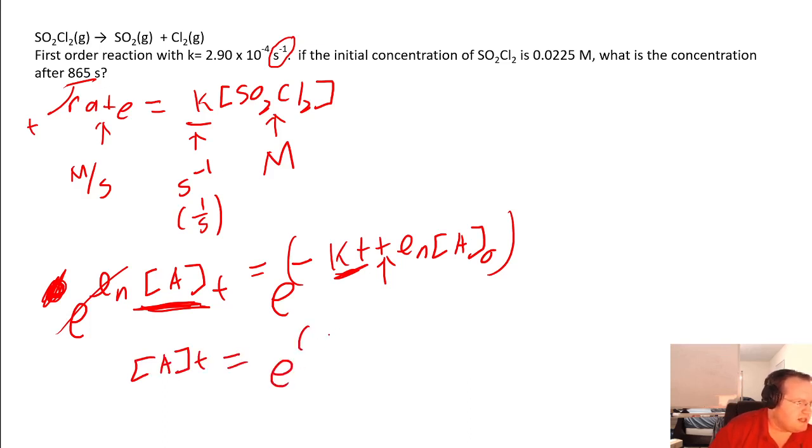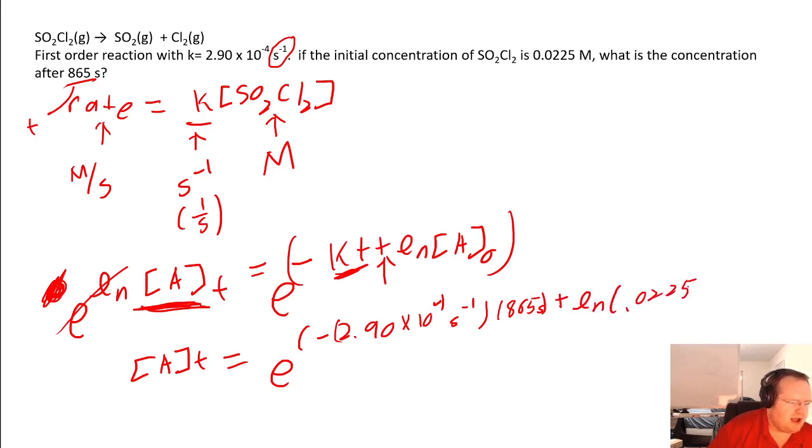E times negative 2.90 times 10 to the 4th s negative 1. We're going to multiply that, so I'm going to put some parentheses around it, another set, times time, which is going to be 865 seconds. Hey, that's convenient. The seconds and the inverse seconds cancel out. And then we're going to have plus the natural log of 0.0225. Close parentheses, close parentheses.